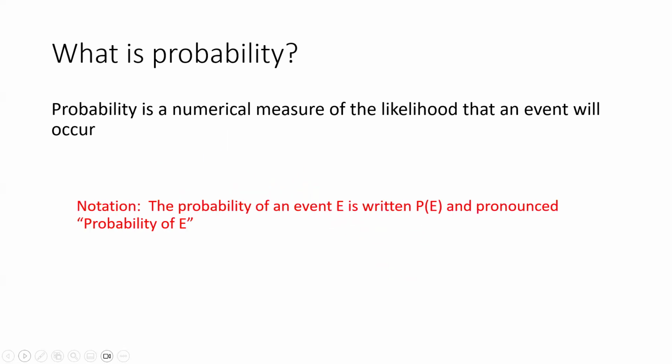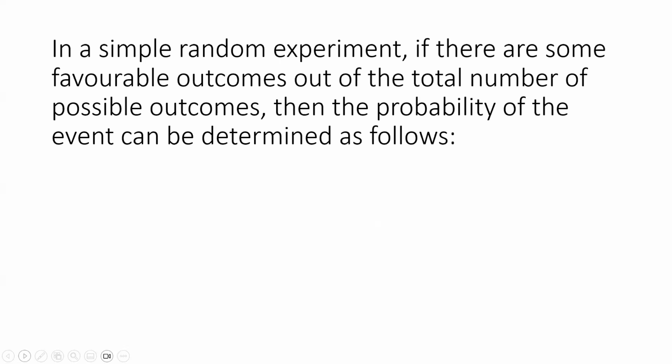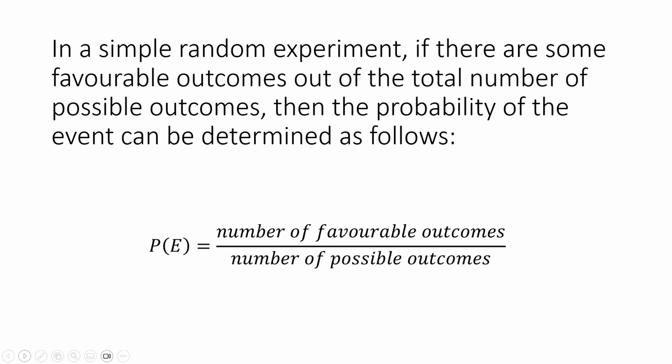In order for us to look at probability, we talk about the probability of an event, which is P(E), pronounced as probability of an event or probability of E. In a simple random experiment, if there are some favorable outcomes out of the total number of possible outcomes, then the probability of an event can be determined by using a formula. The probability is equal to the number of favorable outcomes divided by the number of possible outcomes. Basically, a favorable outcome is the outcome that I want. Possible outcomes are all the outcomes that there are.